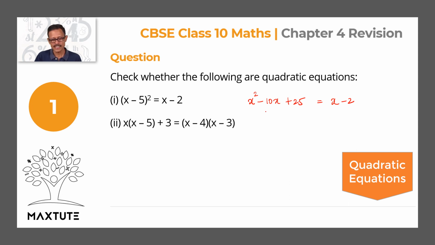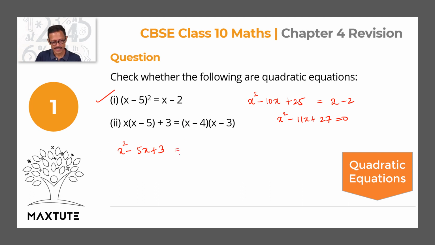So doing this part. So take all terms to one side. So you're going to get x square minus 11x plus 27 equals 0. So this is the form ax square plus bx plus c. So this is a quadratic equation. Let's quickly run through this process for the second one too, expanding this part. So leaves us with x square minus 5x plus 3. So left hand side is definitely a quadratic equation.